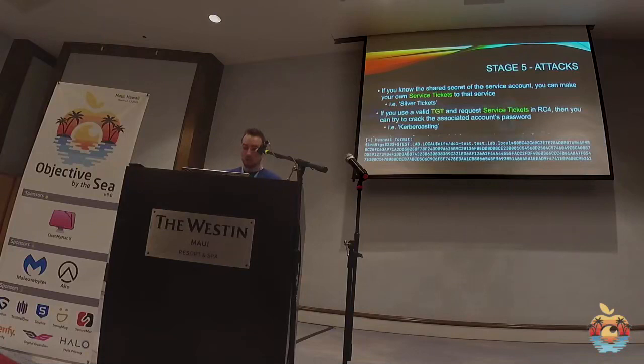So what kind of attacks can happen here? Well, if you know the shared secret of the service account, then you can make service tickets to that service. So you can be anybody but to that service. This is a silver ticket attack. And if you use a valid TGT, you can request service tickets for any service at any encryption level. So you can say, hey, I want a ticket to that service. I want it to be RC4, so I can then crack it. So that is the idea behind Kerberoasting, being able to request a lower encryption. So this is an example of dumping that out into a hashcat format of an RC4 encrypted ticket.